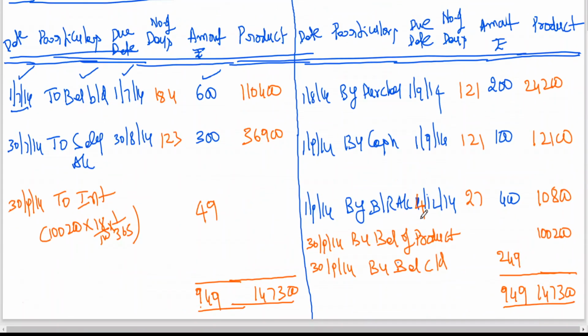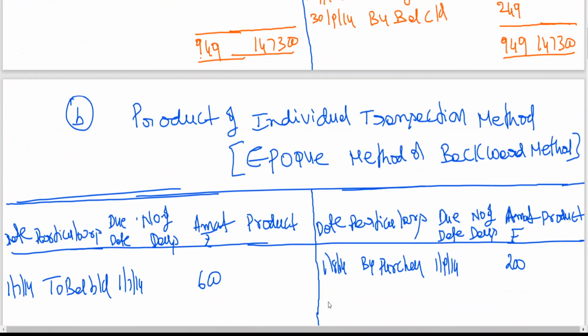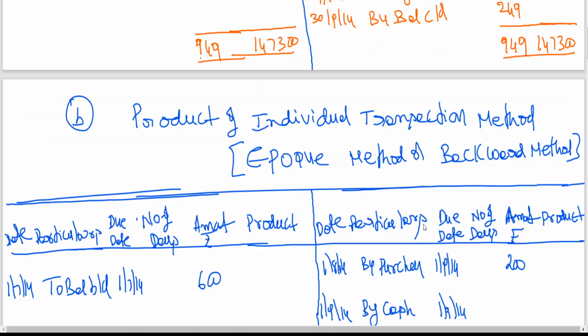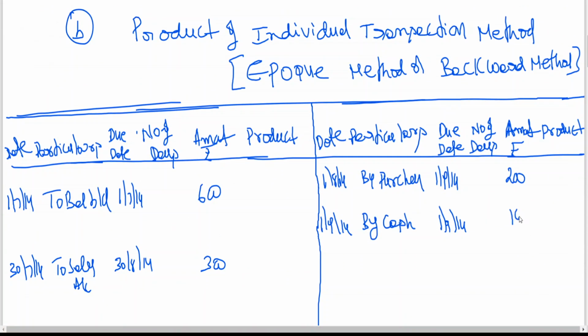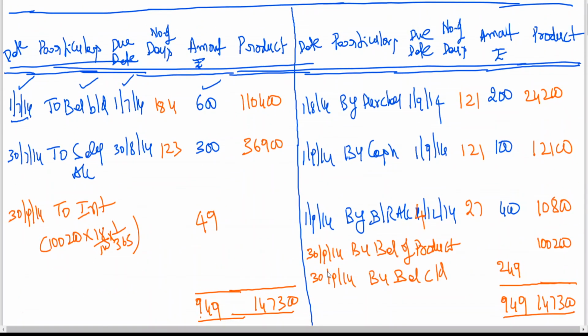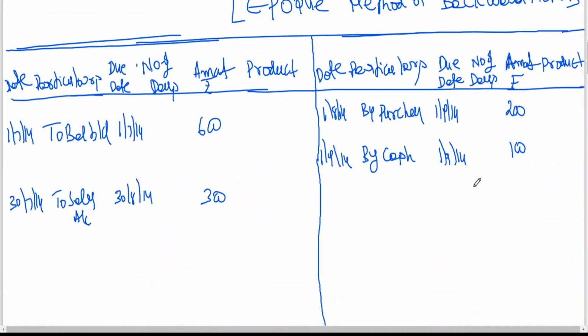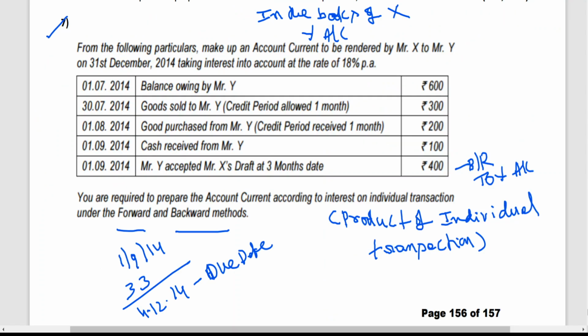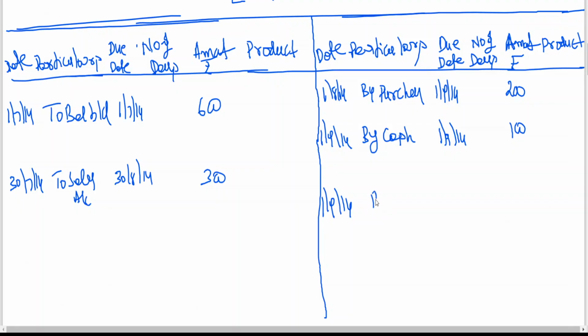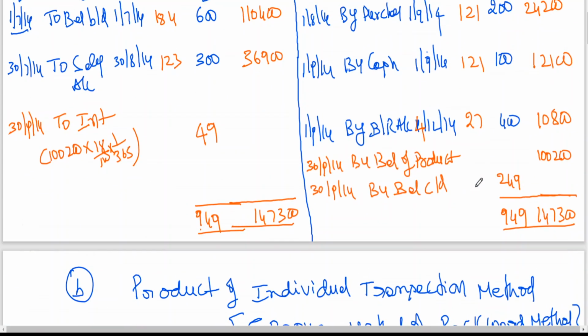Next, come back to the next one. 1st September 14, by cash for September 14, amount is 100 rupees. Then by bills receivable, both December 14, 400 rupees.